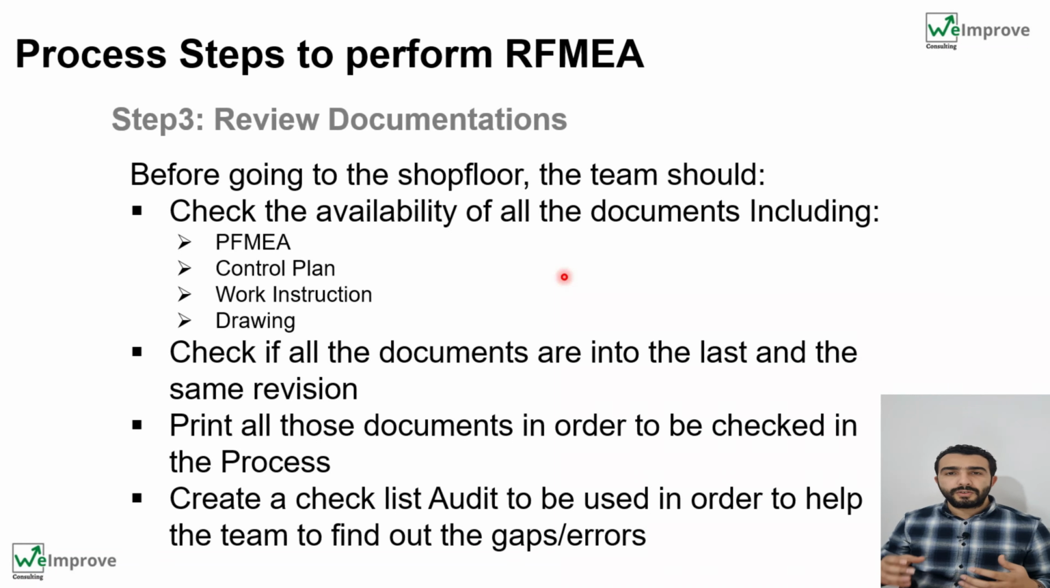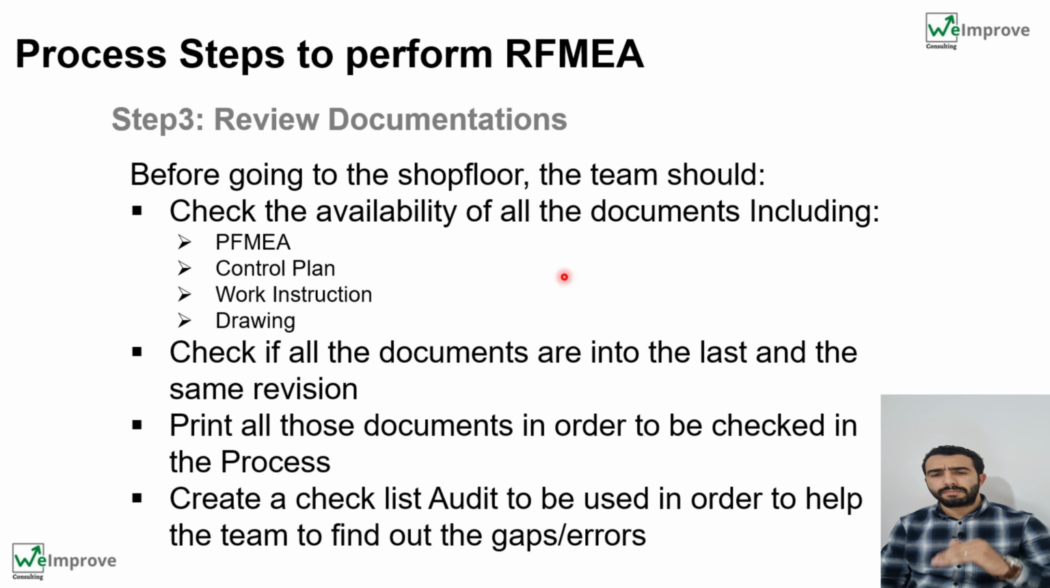The third step is to review documentation. Before going to the shop floor, the team should first check the availability of all documentation, because what documents do we need? It's all of them. We will need the process flow chart, the PFMEA, control plan, work instruction, drawing. We have to be sure that they exist and that all the team have those documents, whether on paper, in Excel format or on their laptop, but at least they have to have all those documents.